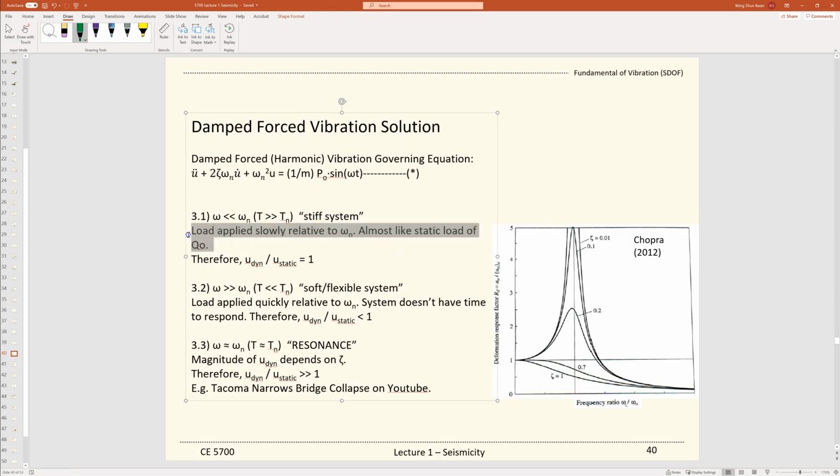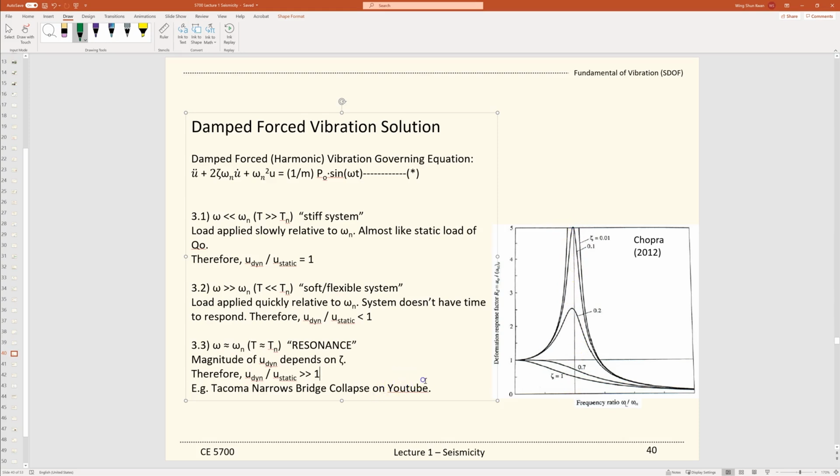So you don't expect too much displacement from it. In the other case, the period of your motion is much less than the natural period, which makes it a softer system, and the system doesn't have time to respond. Yet this is not the scariest scenario. The most terrible situation is when the period of your motion is about the same as the natural period of the system. At that point, we are at resonance. This is the resonance frequency right there.